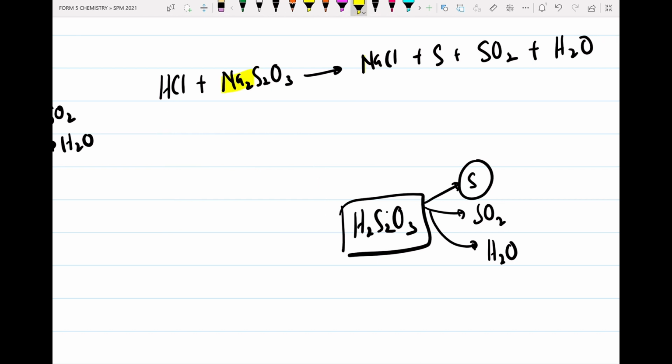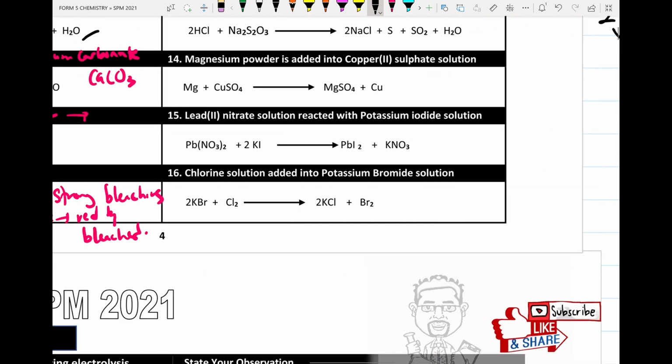So I balance sodium 2, so here I put 2. Then you check chloride 2, the rest is balanced. So state the observation, yellow color precipitate is formed. All right, so we go for our next reaction.